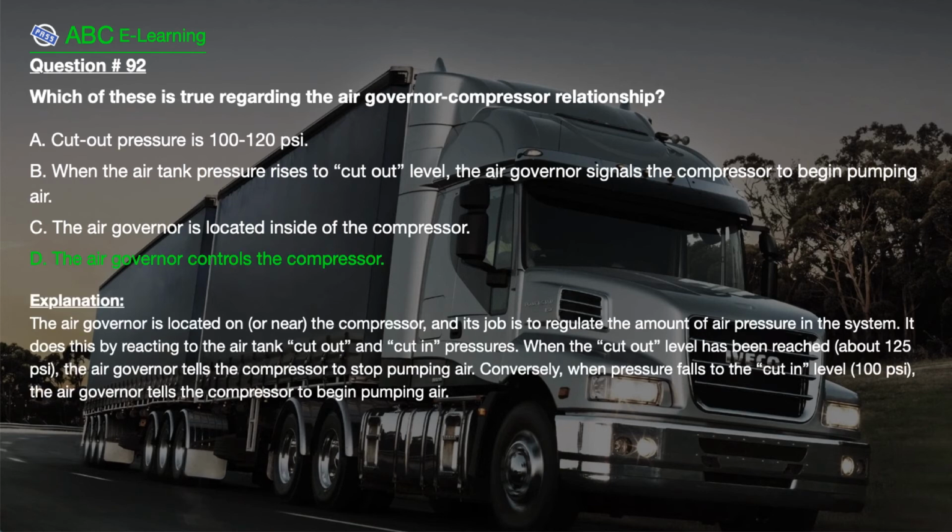The correct answer is here. D. The air governor controls the compressor. Explanation. The air governor is located on, or near, the compressor, and its job is to regulate the amount of air pressure in the system. It does this by reacting to the air tank cutout and cut-in pressures. When the cutout level has been reached, about 125 PSI, the air governor tells the compressor to stop pumping air. Conversely, when pressure falls to the cut-in level, 100 PSI, the air governor tells the compressor to begin pumping air.